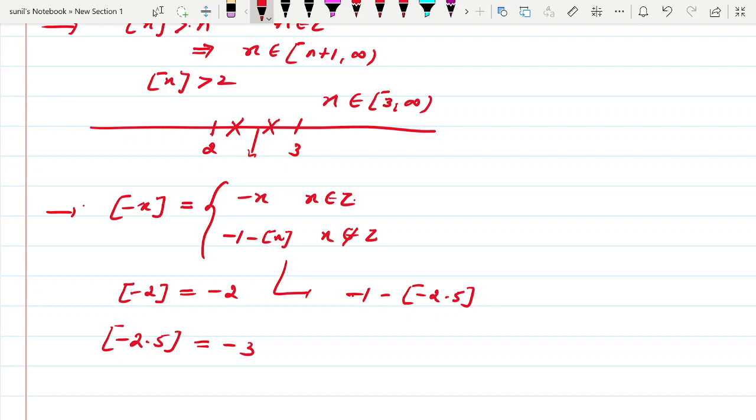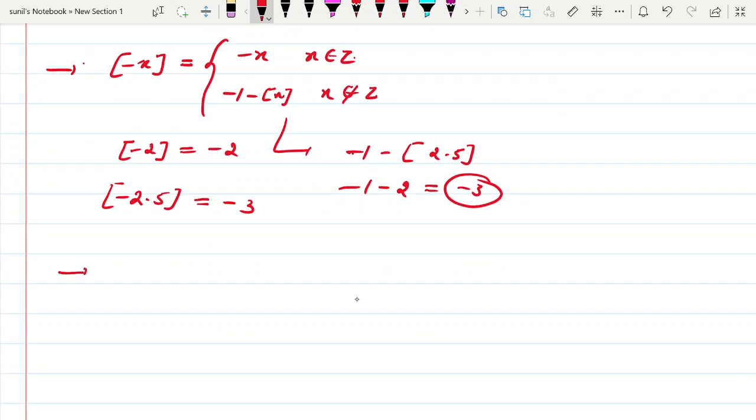Without the sign, it will be like this. Minus 1 minus 2, that is minus 3. This way you have to solve it. So this property behaves like this.